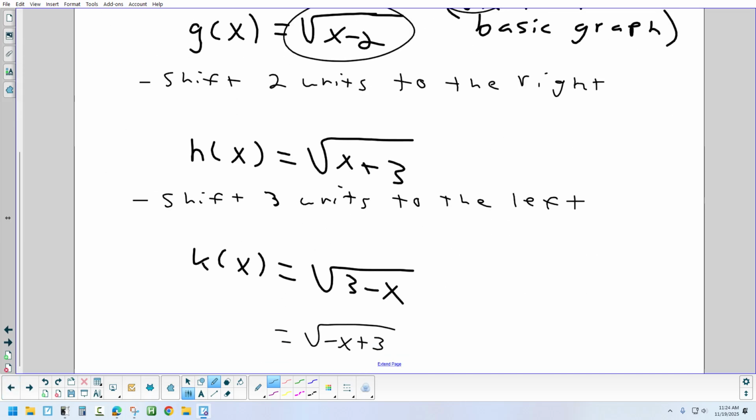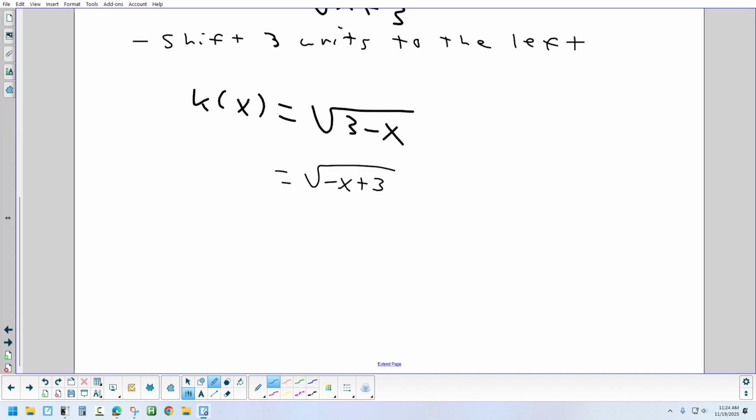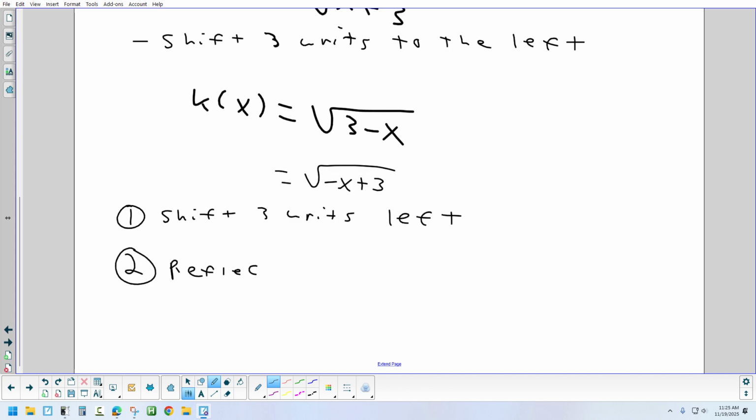So now, how many transformations do we have in this one? Yeah, 2. So we do have to make sure we do them in the right order. What would be the first transformation? Shift 3 units to the left. And then what would be the second transformation? Reflect over the y-axis.